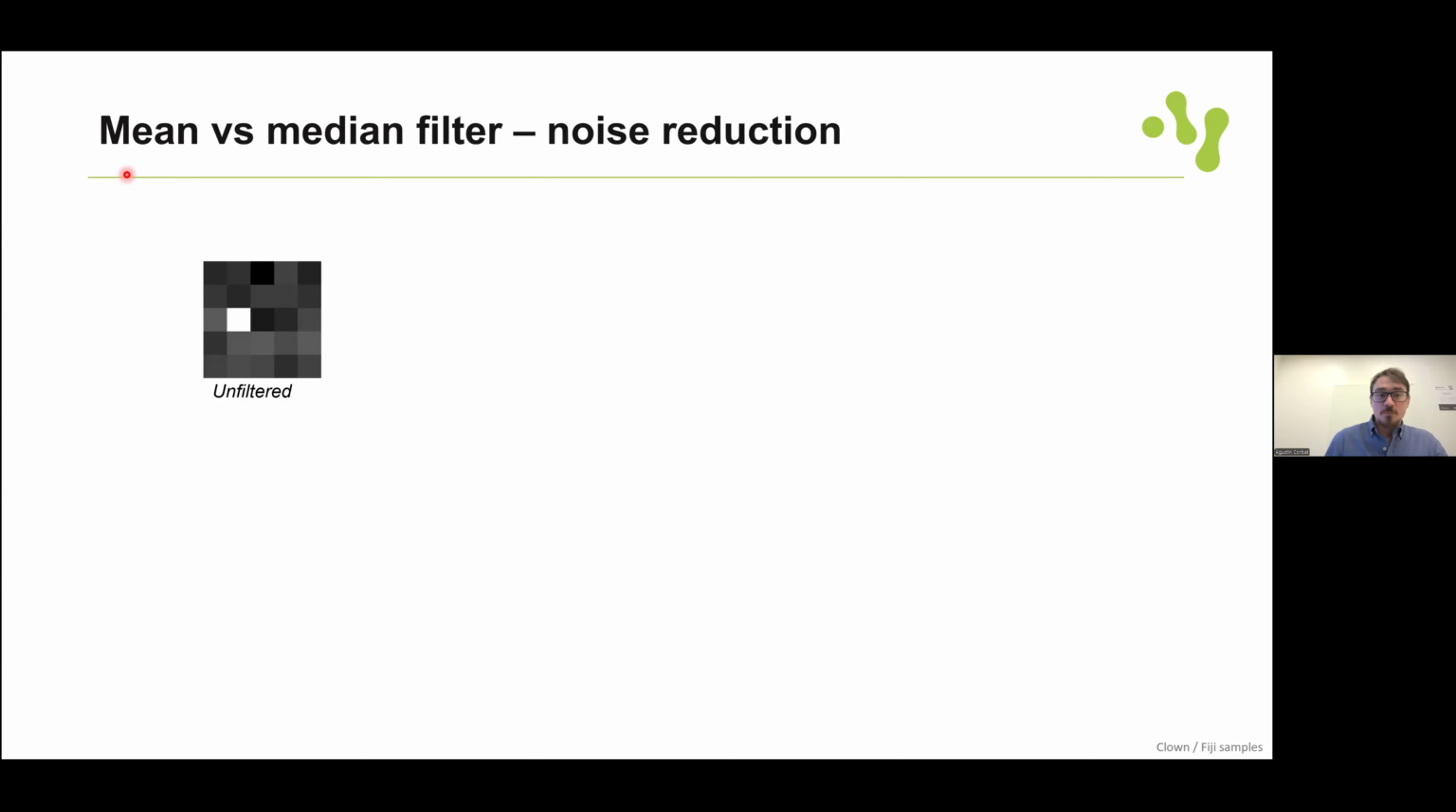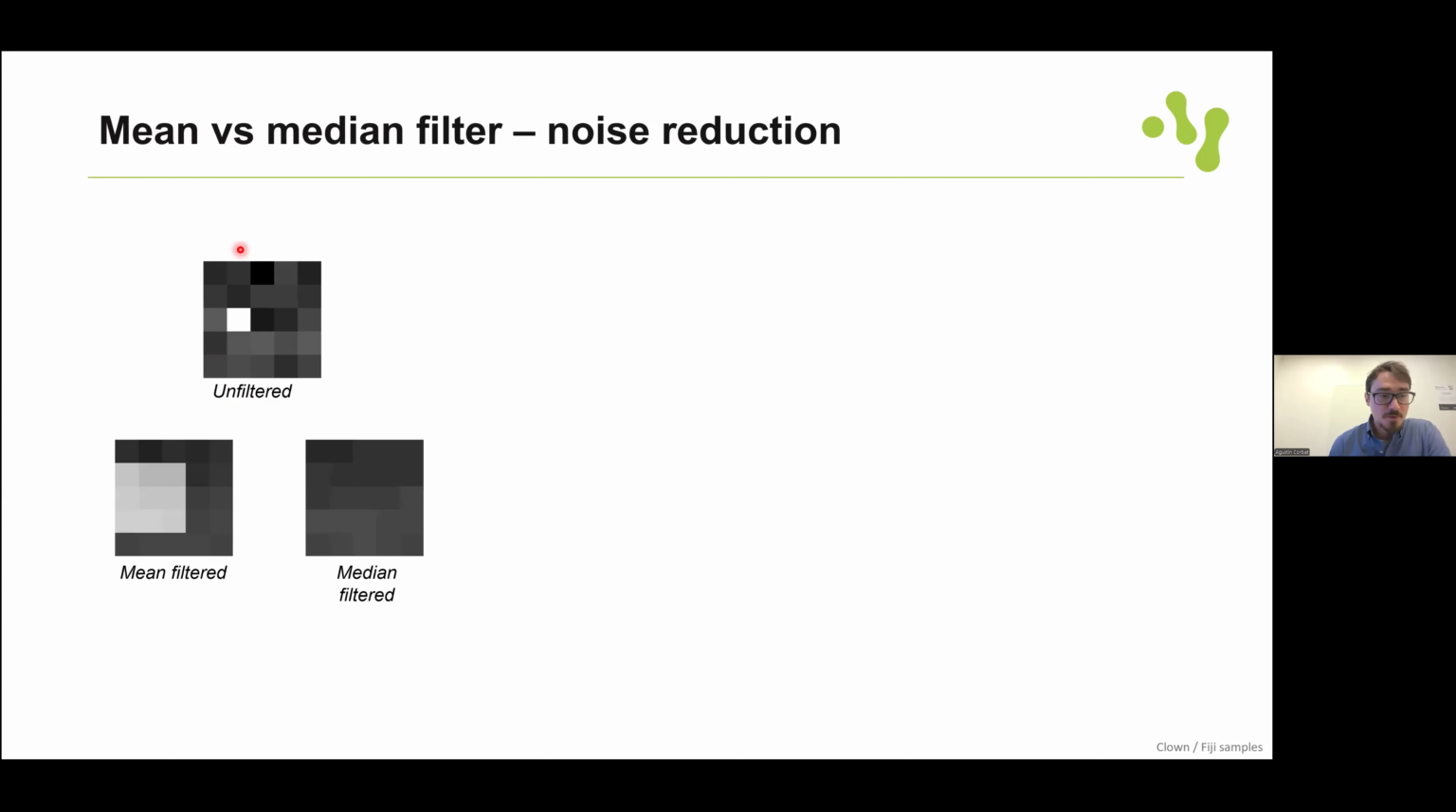So that was a mean filter. We could also choose, instead of mean, a median filter, which is good for reducing noise. Let's see a specific example. Here we have an unfiltered image, very small, which has a very bright pixel, what is called a hot pixel, which could be a problem in one of the pixels of the camera.